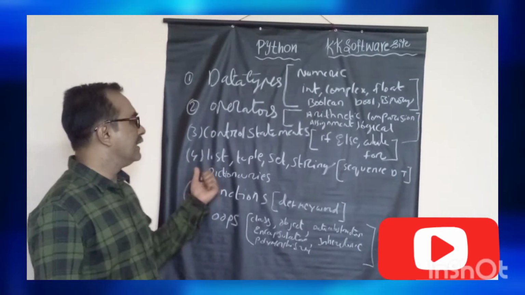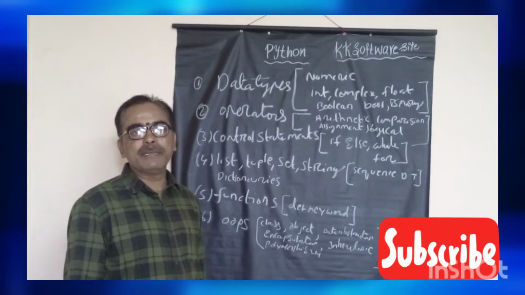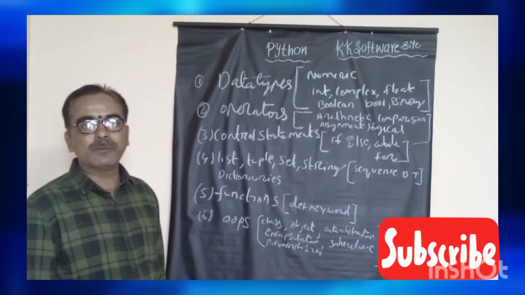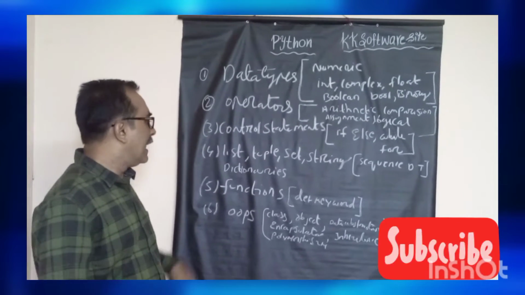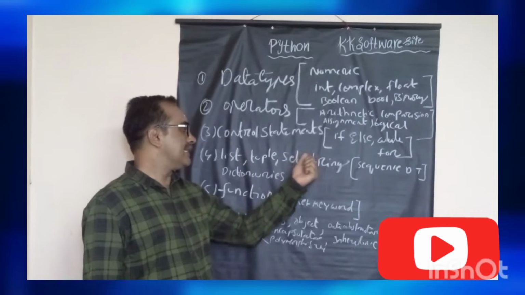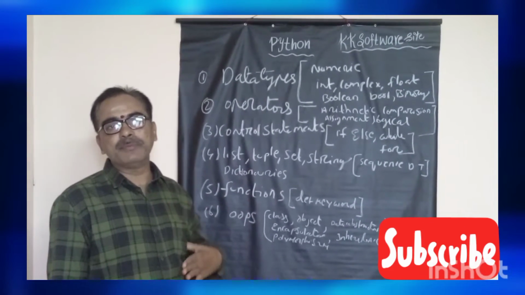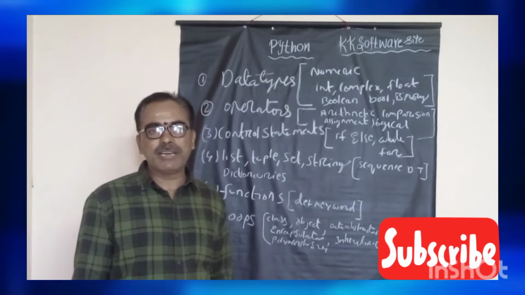And after that, the next one is sequence data type. What is the sequence data type? The values are stored in a sequential format. The first one is list data type, then tuple data type, set, string and dictionaries. These are the various sequence data types where the data will be in a sequential manner.